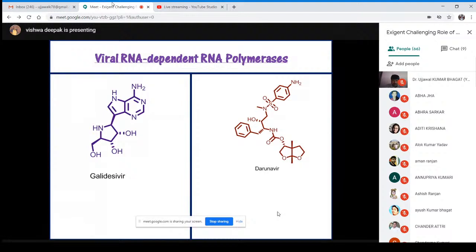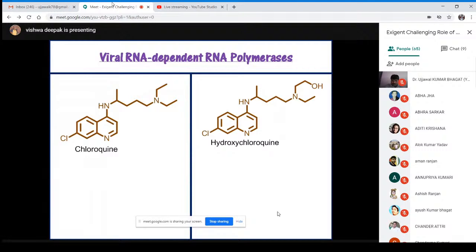These are galidesivir, darunavir, and you see this complex structure, stereo centers, all these things, and you can imagine how typical the synthesis of this molecule is. So now you can understand the role of chemistry, because without chemistry, one cannot even think of the synthesis of these molecules. These are synthetic molecules, not natural.